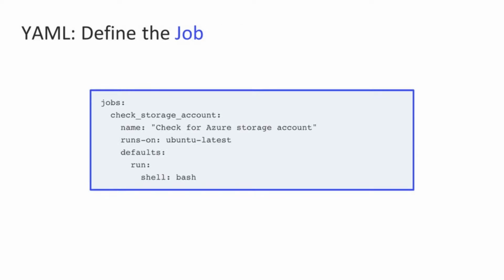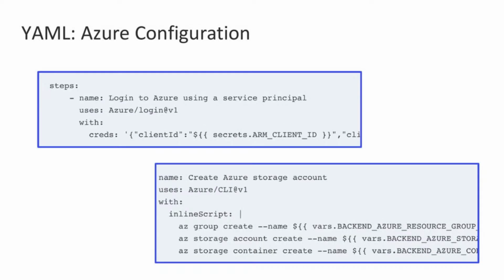Okay, so next up, we define our jobs, right? And we've now got our basic configuration. Here, we're just giving the job an internal reference. For instance, we're saying, check storage account, right? And now we're telling it to run on the latest version of Ubuntu, in this case, and use Bash as the default shell scripting language, right? So that's basically it.